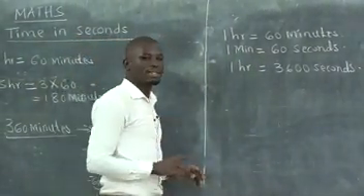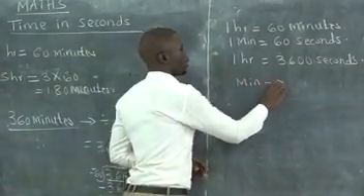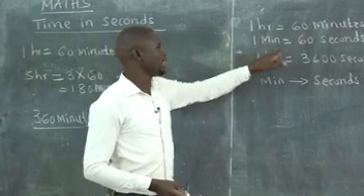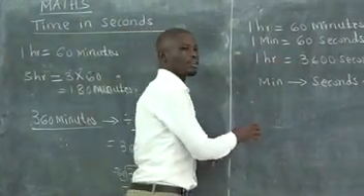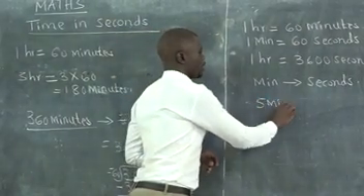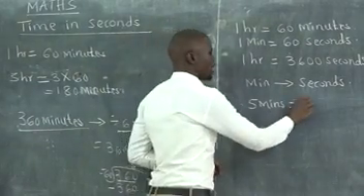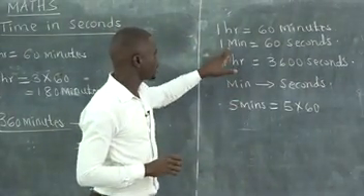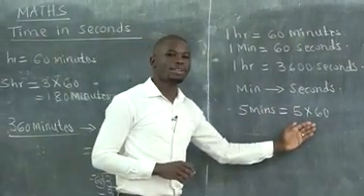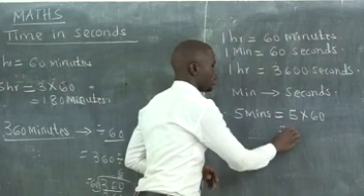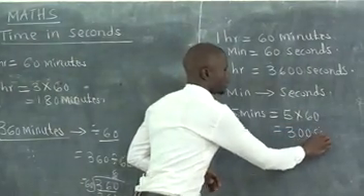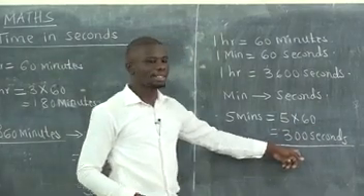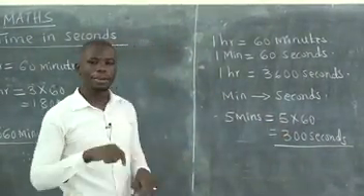Now, we want to convert minutes into seconds. Minutes into seconds. How do we do this? Knowing very well that 1 minute is equal to 60 seconds, how shall we convert 5 minutes into seconds? We shall take 5 times 60. Why? 1 minute is equal to 60 seconds. So to convert minutes into seconds, we multiply by 60. 5 times 60 will give us 300 seconds. So 5 minutes is equal to 300 seconds. How did you get 300 seconds? 5 times 60.